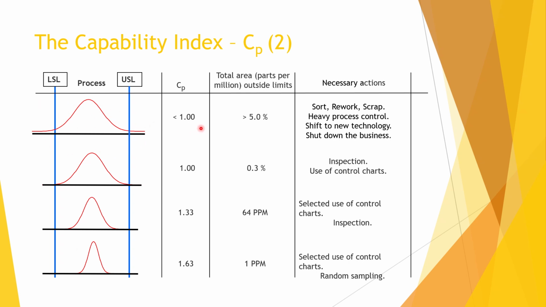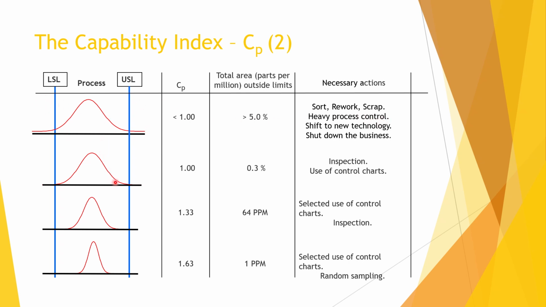So y'all want this or no? Nope. You do not want a CP less than 1, especially after your improvement plan, because that means greater than 5% of the total area is outside limits. What are the necessary actions if this occurs? Well, you got to sort, you got to rework, you got a lot of scrap, you have a heavy process control, shift to new technology, or you shut down the business. So this, if I could do it, I'd put a big X on this one.